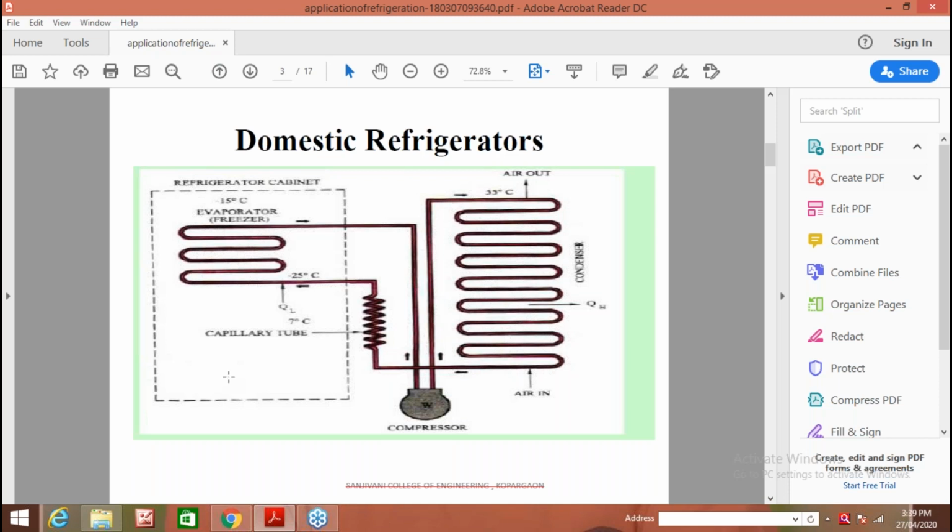At the same time, the consumption of a domestic refrigerator is 60 to 80 kilowatt hours per month. So per month it consumes 60 to 80 kilowatt hour electricity. Understood? So this is the domestic refrigerator. Very simple. It works on the simple vapor cycle. One more thing, for expansion purpose, instead of an expansion valve, a capillary tube is used.